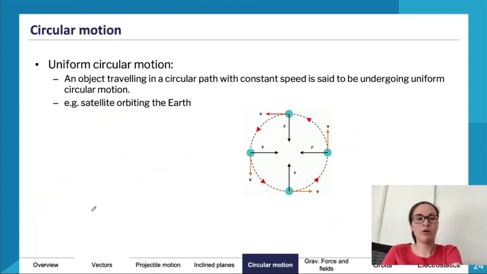Alright, we are now on to uniform circular motion.